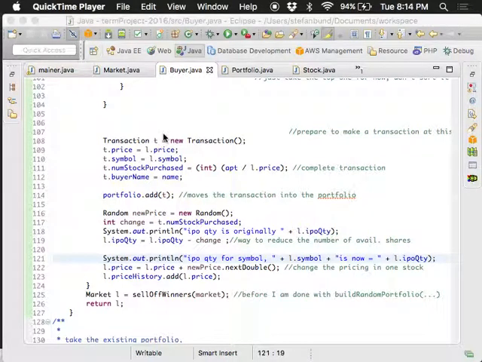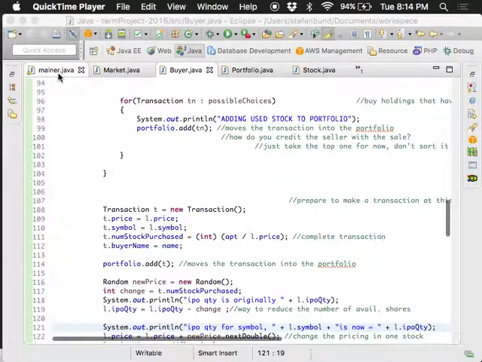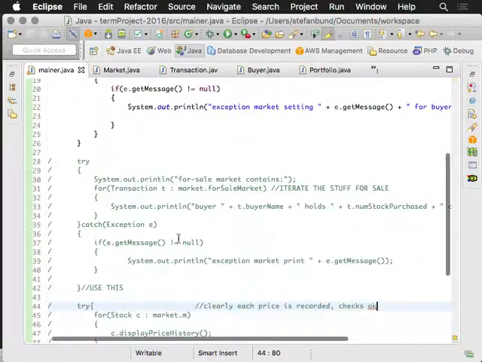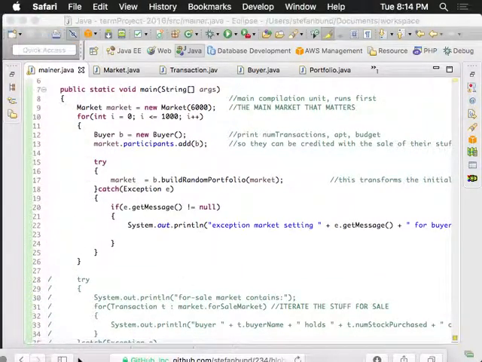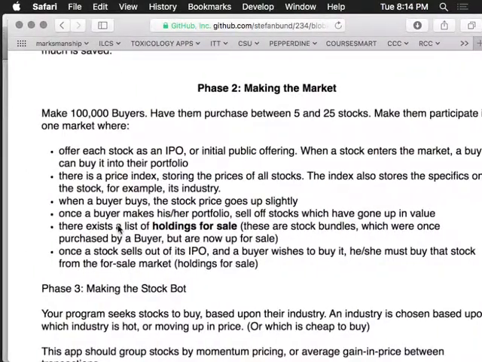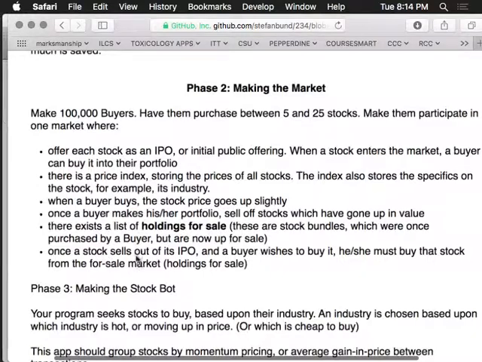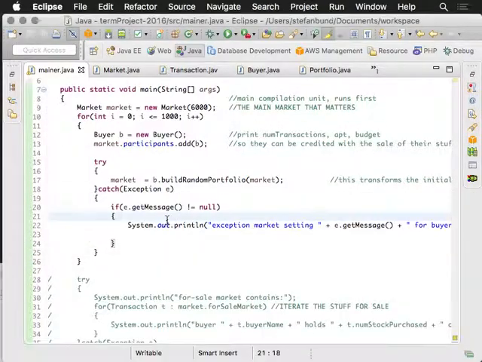Okay, great. Let's do a little recap. If you can take a look at the main. One of the last challenges that I have right now is to get the last phase of this market done, where once a stock sells out of its IPO and a buyer wishes to buy it, he or she must buy that stock from the for sale market. And these are the holdings that are for sale. And so that's where we want to get right now.